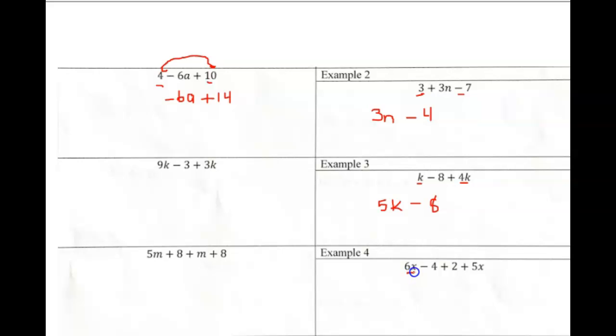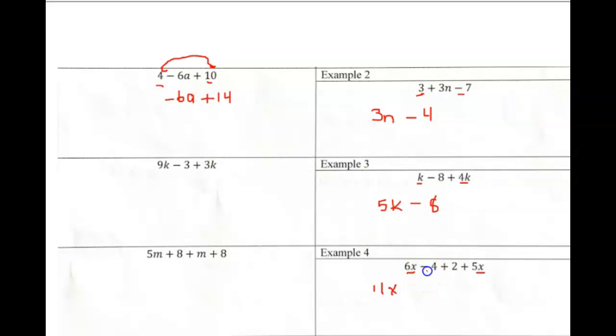Example 4 has both variables and it has constant terms. So we're going to combine the variables together first, the numbers and the variables. We're going to combine those like terms together first. Then we'll combine our constant terms. So if I look, I got a 6x and a 5x. Well, 6x plus 5x is 11x. So that's how many x's I have.